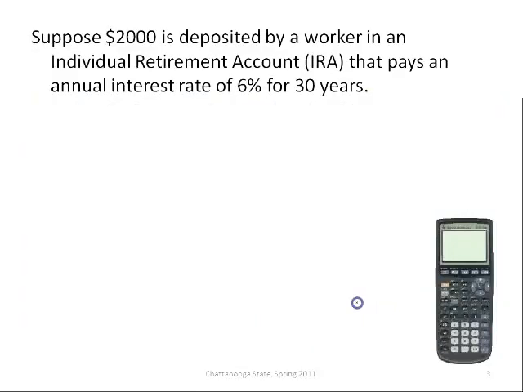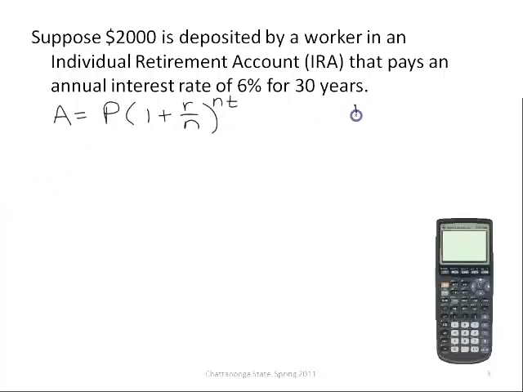So let's take an example of depositing $2,000 in an account that's going to pay an annual interest rate of 6% for 30 years. Now this is going to be compounded every year. So A is equal to P times 1 plus R over N raised to the NT power.